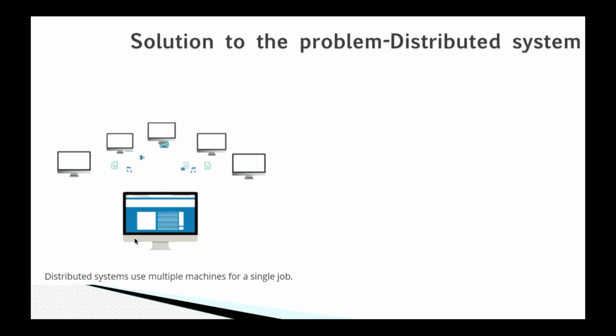So what is the solution to this problem of volume, velocity, and variety? The solution is the distributed system.